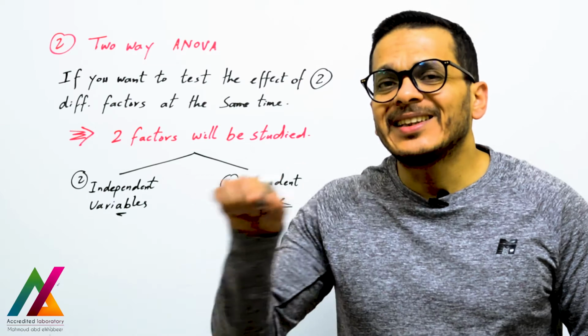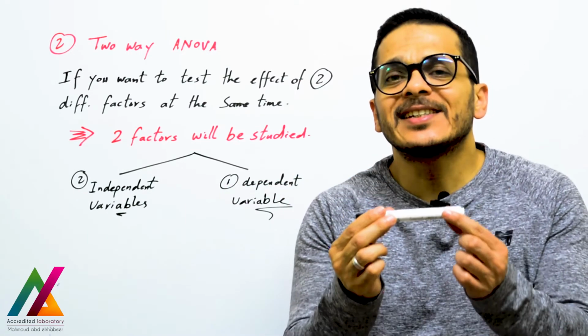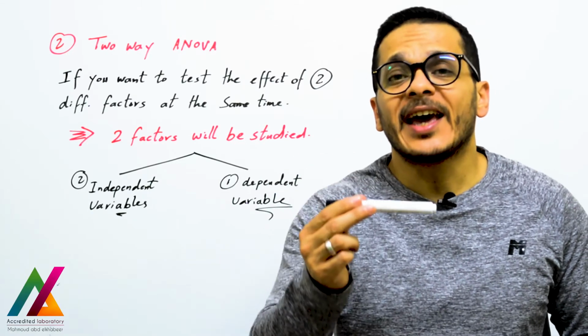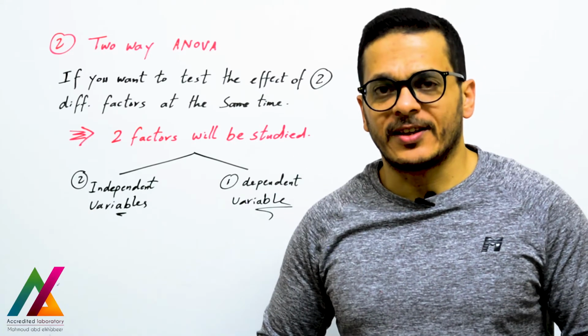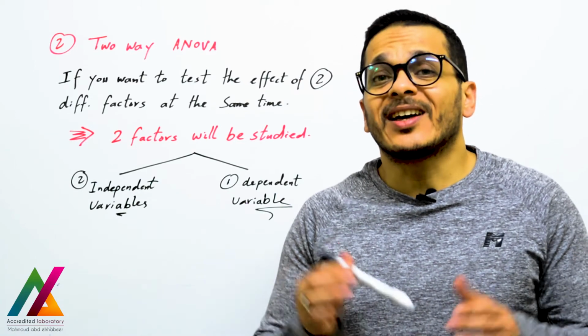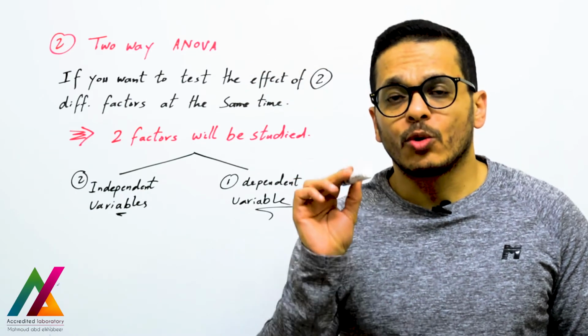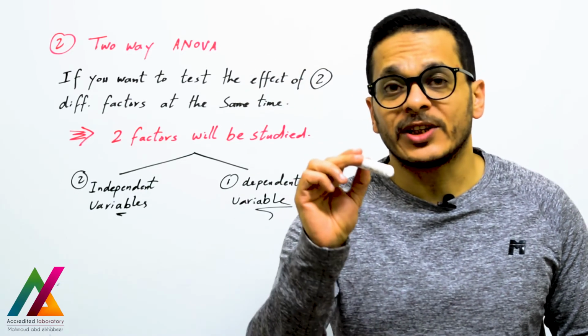And you have only one dependent variable, which is the disease itself, because it will be affected but will not affect anything. So you can use 2 ways ANOVA to study the effect of these 2 independent variables or these 2 factors on the dependent variable or this disease.